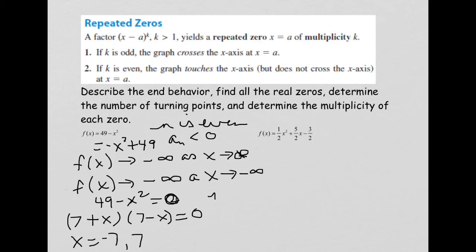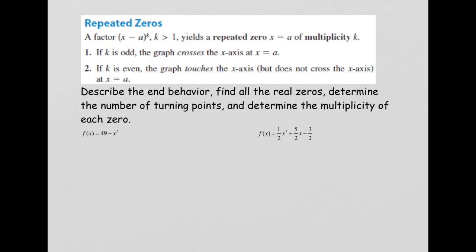Okay, next thing we want to do is find out the number of turning points. Well, we do n minus 1 to find the number of turning points. So n was 2, so 2 minus 1 is 1 turning point. The last thing we need to do is look at the multiplicity. Well, that means how many times did the answer happen? Well, the negative 7 happened once, and the positive 7 happened once. So the multiplicity of each zero is 1.